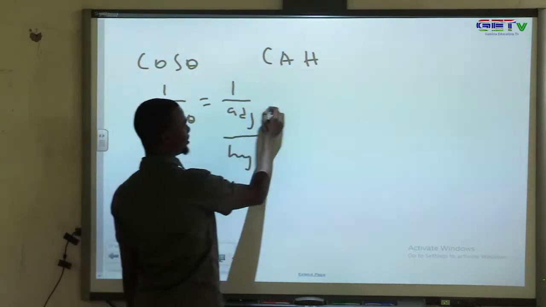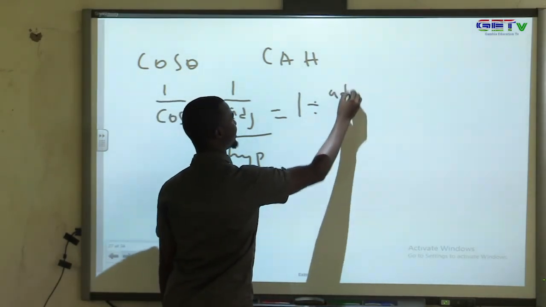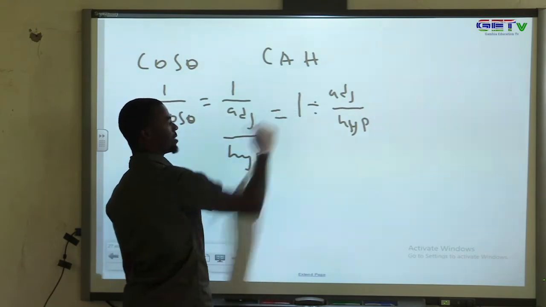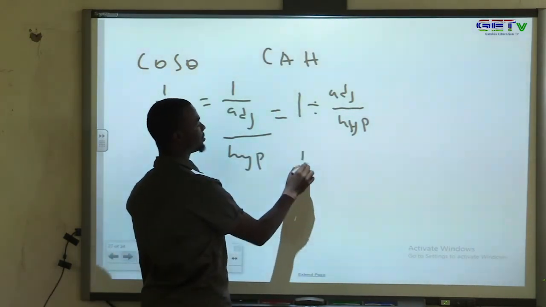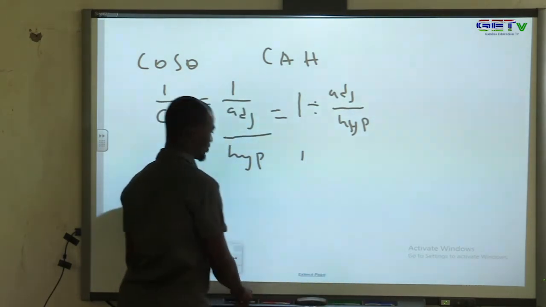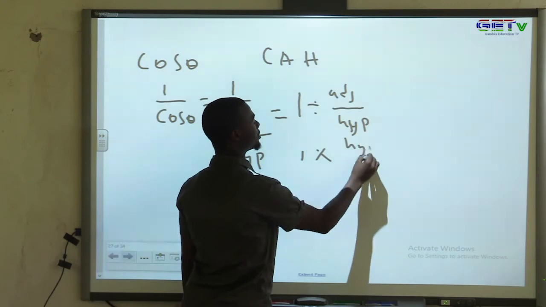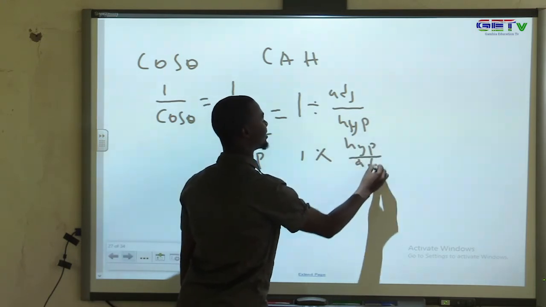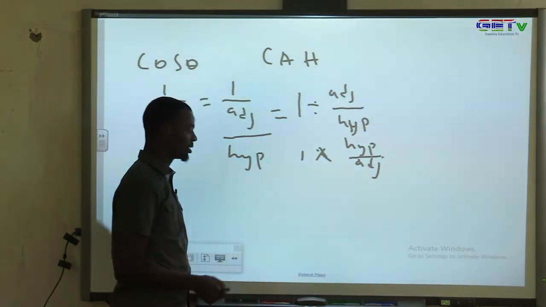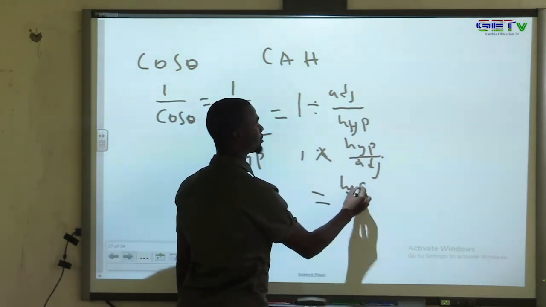Then this will be the same as 1 divided by adjacent over hypotenuse. So you change division to multiplication. This will be 1 times hypotenuse over adjacent. You have to inverse the fraction if you change the division to multiplication. And 1 times hypotenuse over adjacent will give you hypotenuse over the adjacent.